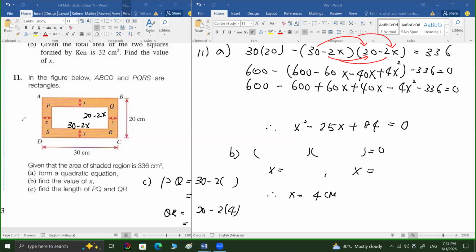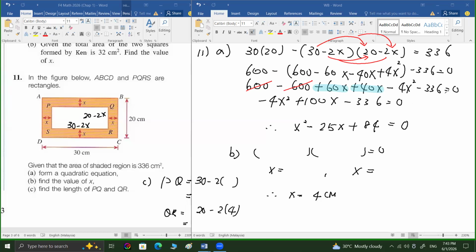Okay, next step, find what, class? Find like terms. Can you see these are like terms? After that, can you see the 600 and 600 can be simplified? This one is cut out already. What is left, class? Negative 4x squared in front. This one, 60 and 40, what do you get? 100x. Another one, minus 336, right? Until here, is it okay, all of you?